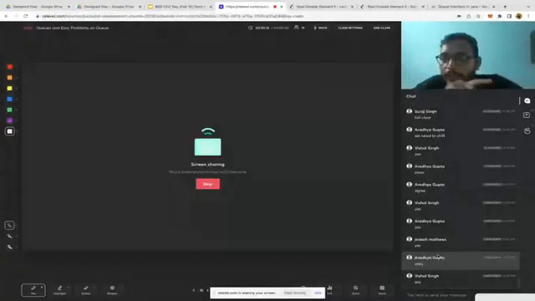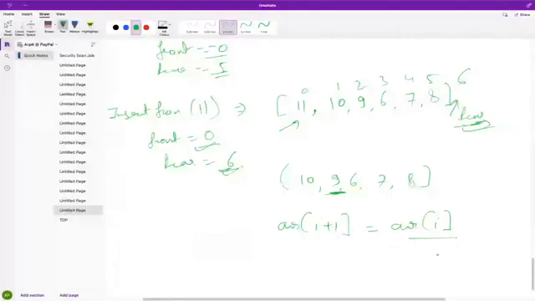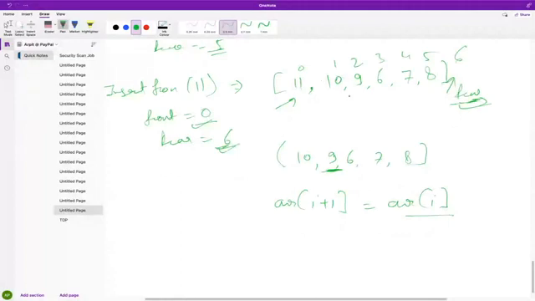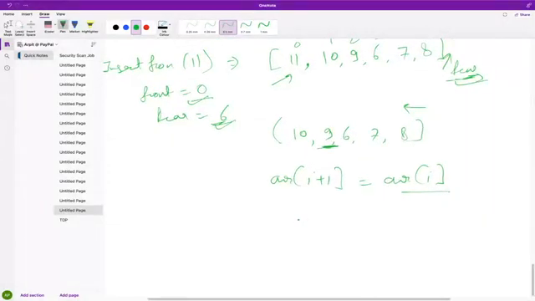Did you understand the problem while doing the traversing? Yes, Arad has given the correct answer. We should do it from the last. So if we go from the last, what we need to do is array of I is equal to array of I minus 1. Right? Array of I is equal to array of I minus 1. Yes, this will work.